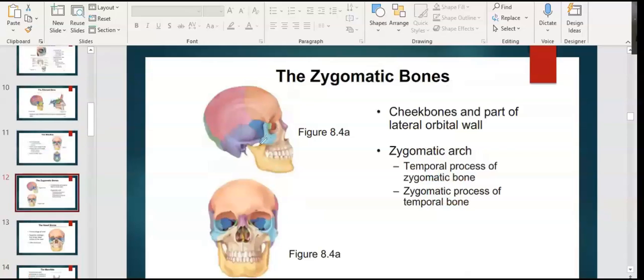The one in light blue right there, that's the zygomatic bone. The zygomatic bone has this extension right there that is going to get in contact with the zygomatic process coming from the temporal bone. This part right here is going to be the temporal process.